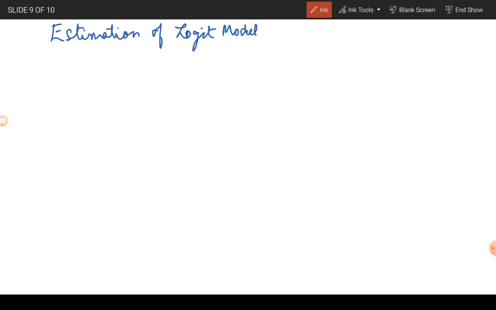Now let's have a look at estimation of the logit model. Once again, I'm going to write what the logit model is. It looks like this: Li is equal to beta 1 plus beta 2 xi, and since it's an econometric model, we'll have the disturbance term ui attached with it, where Li is actually your log of pi by 1 minus pi.